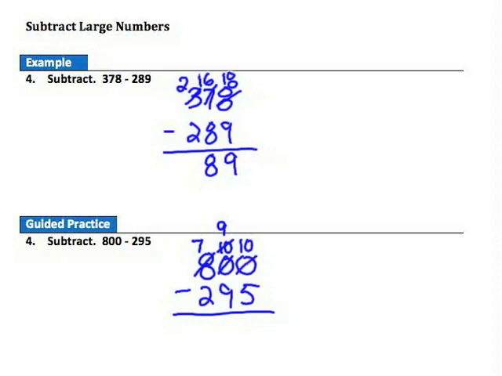Now I'm ready to subtract. In the ones column, 10 minus 5 is 5. In the tens column, 9 minus 9 is 0. And then finally in the hundreds column, 7 minus 2 is 5.